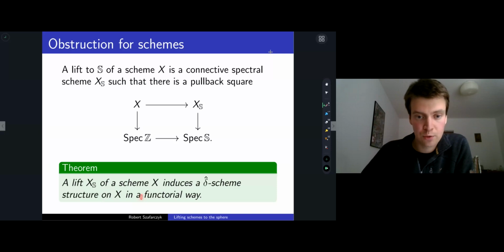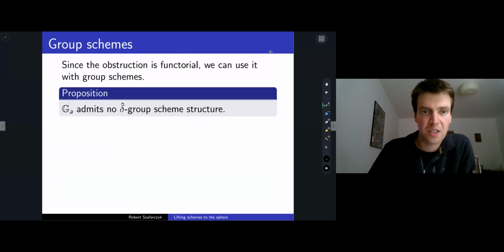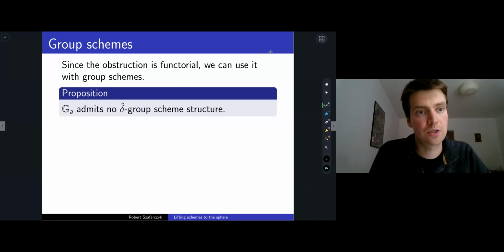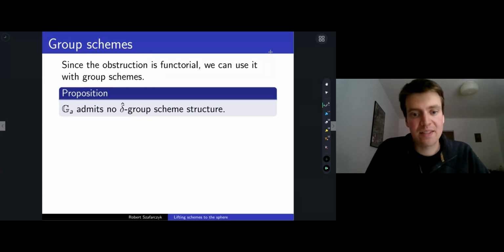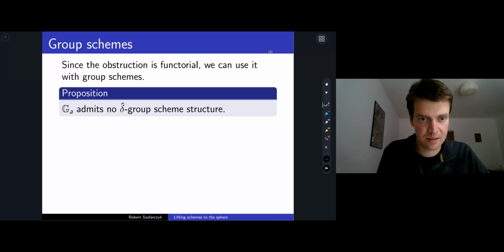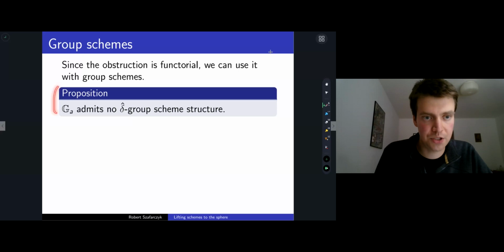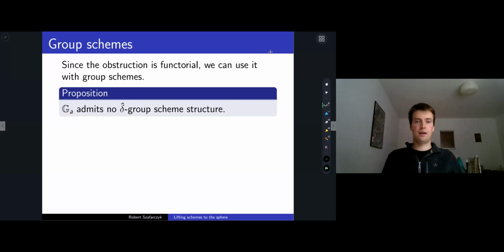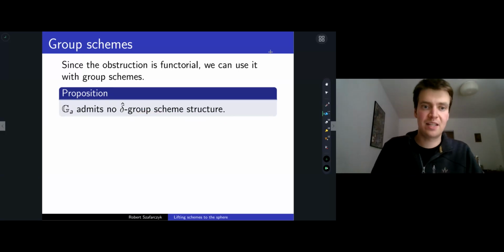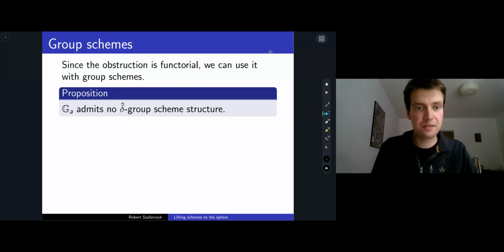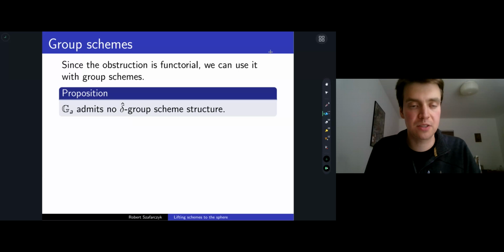So this functorial way is really useful here because not only can we obstruct schemes from lifting, but we can obstruct group schemes from lifting. Because a group scheme is just, well, a scheme plus some multiplication and some unit and so on. So also if the group scheme structure lifts, then the multiplication also lifts, right? And so on. So the first proposition is that G_a, the additive group scheme, has no delta hat group scheme structure. So by the theorem from the slide before, it does not admit a lift to the sphere. There's no spectral group scheme which would lift G_a.